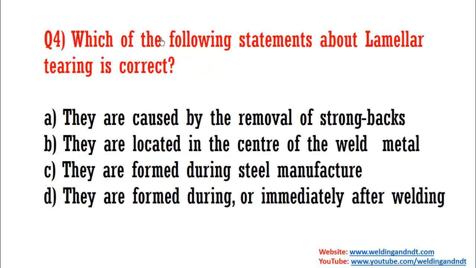Now question number 4: which of the following statements about lamellar tearing is correct? Friends, I have explained lamellar tearing in a very descriptive manner in CSWIP video lecture series chapter 17, that is weldability, so you can understand that from the chapter 17 video. Here we'll see the options. First option is they are caused by the removal of strong backs. B is they are located in the center of the weld metal. C is they are formed during steel manufacture, and D is they are formed during or immediately after welding.